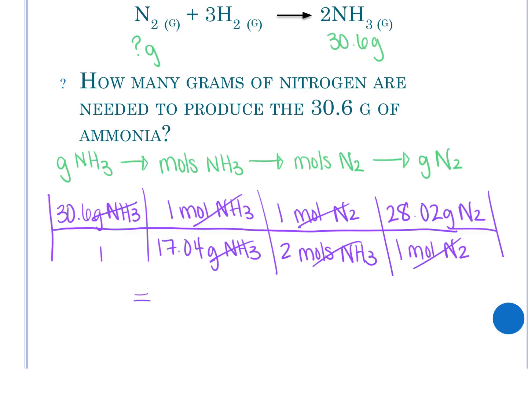Are you all getting 25.15? Okay, how many sig figs are in 30.6? Okay, 3, more than 3, 4, more than 3. So how many should your answer have? 3. Okay, so what should we round that to? 25.2. Okay, 25.2, and what's your unit? Good.